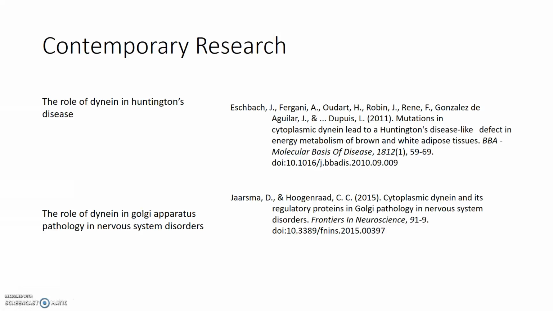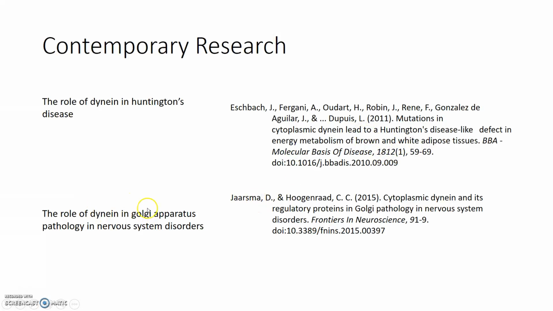So when they inhibited dynein function in brown and white adipose tissues, they found that the cells were unable to break down lipids, which is a symptom that contributes to Huntington's disease and the symptoms therein.